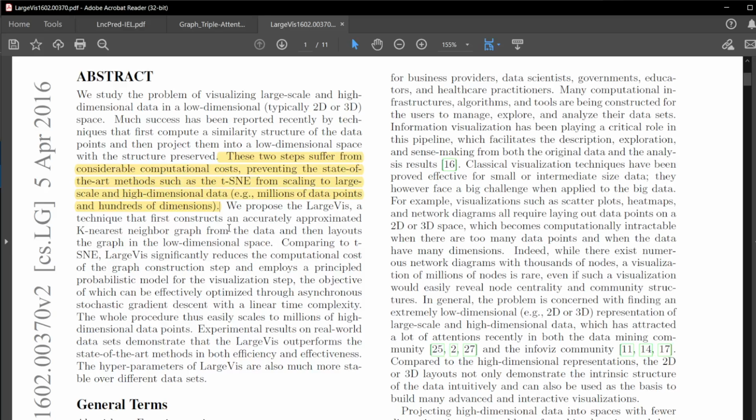Experimental results on real-world data sets demonstrate that LargeVis outperforms the state-of-the-art methods in both efficiency and effectiveness. The hyperparameters of LargeVis are also much more stable over different data sets. General terms: algorithms, experimentation. Keywords: visualization, big data, high-dimensional data.